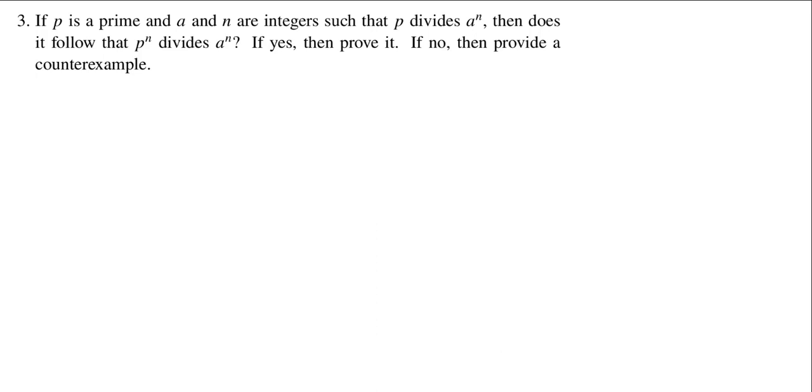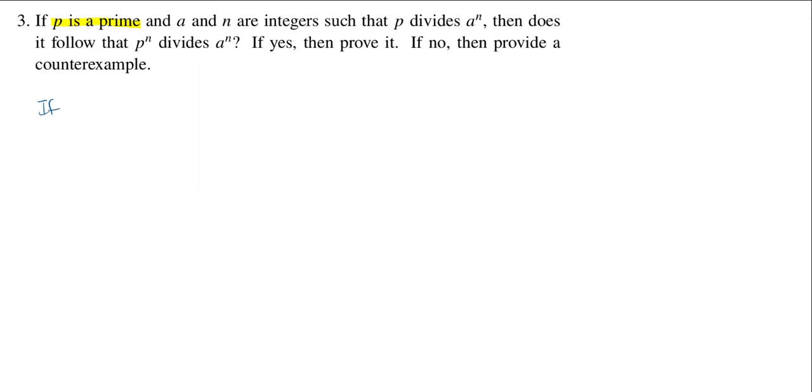So p is prime. a and n are integers such that p divides a to the n. That probably means that n isn't negative. So p divides a to the n, and we want to know if it follows that p to the n divides a to the n. If yes, prove it.